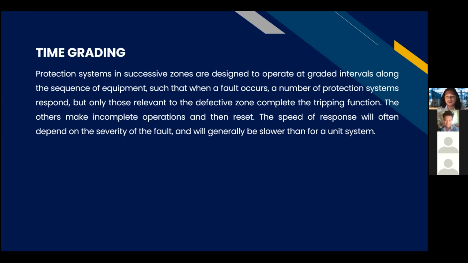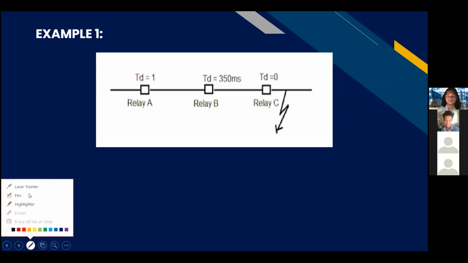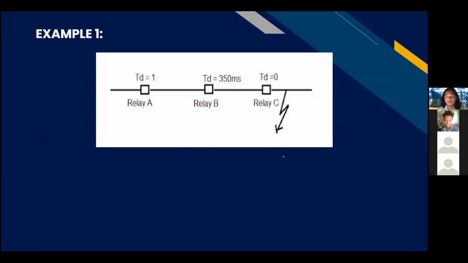We are going to show an example of how time-graded protection works. Here in this image, the fault occurs near relay C, making relay C the primary protection. But if relay C fails to stop the fault, relay B will start to operate as it is the one nearest relay C. Relay B will provide protection after a time delay of 350 milliseconds. And if the worst case scenario happens, making relays C and B fail to stop the fault, relay A will operate after relay B has failed. Next.